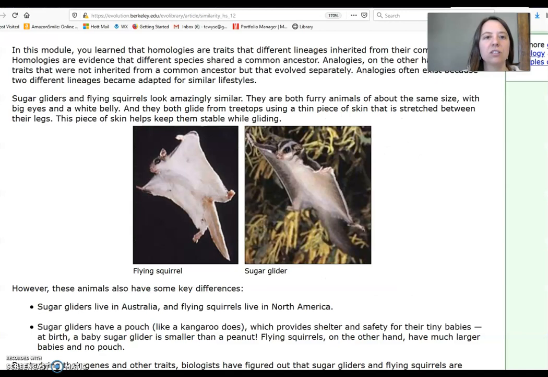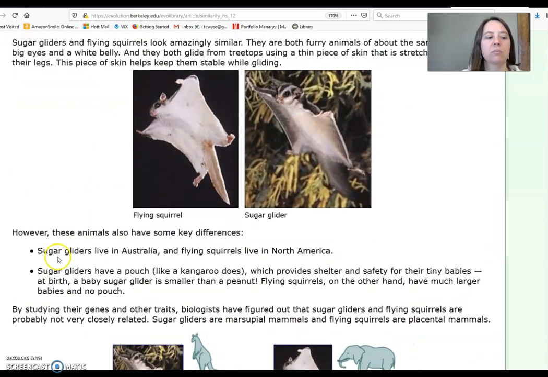Let's look at pictures of a flying squirrel, which lives in North America, and a sugar glider, which lives in Australia. We can see that they both have flaps of skin that help them glide from treetop to treetop. We see that they are about the same size. We also see that they have a similarly shaped head with large ears and large eyes, and they have a large tail. One might assume that they are very closely related species because they look so similar.